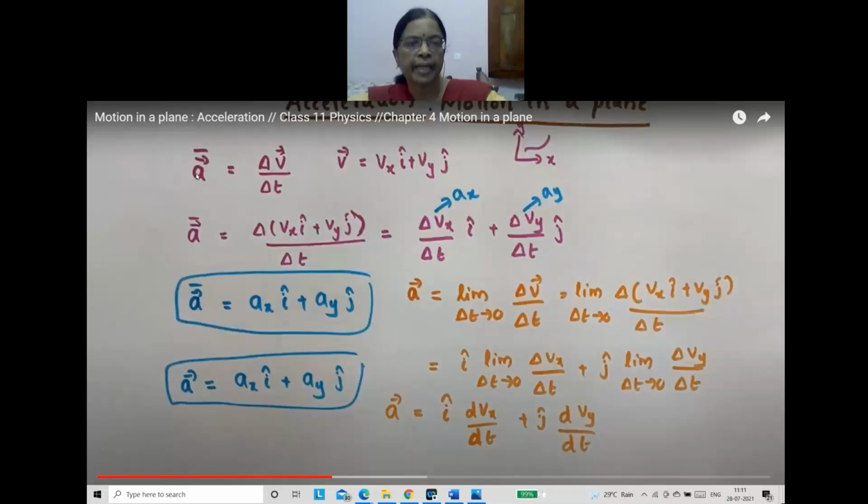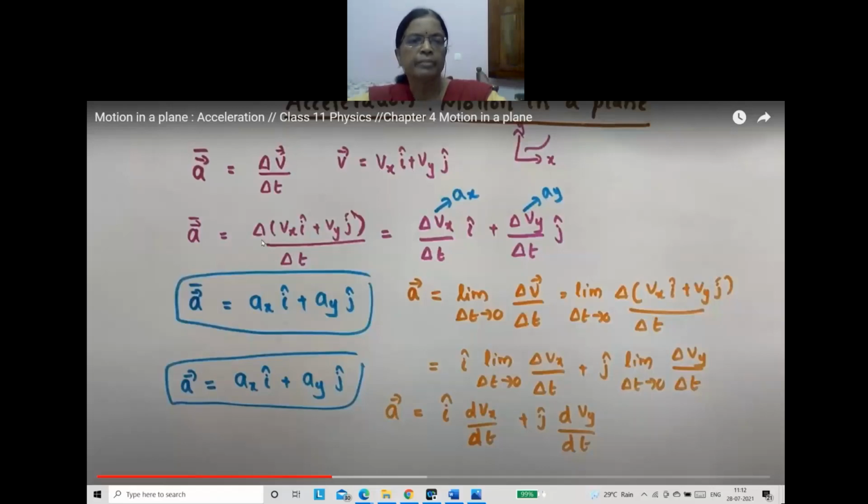See vector A, and a bar is put over it. Average acceleration is change in velocity by time interval, delta V by delta t. And we already studied vector V is Vx i cap plus Vy j cap. That we have to substitute in the place of vector V.